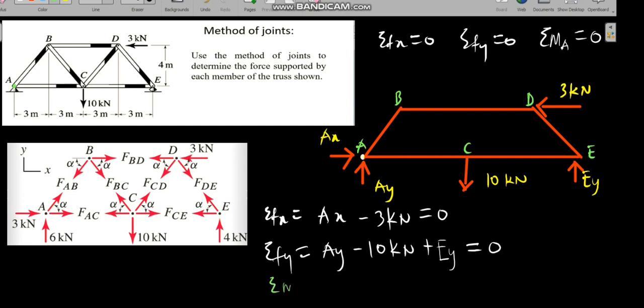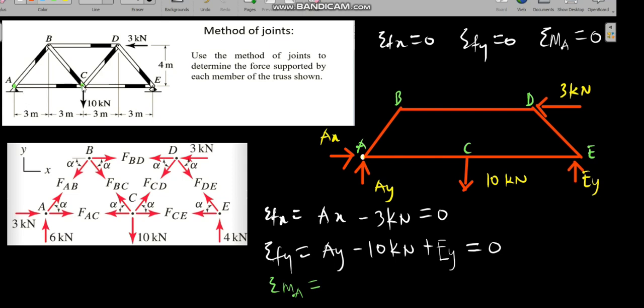So the sum of moments about point A. We're going to take the moment of each of the forces here. So we first consider this force here, the force of 10 kilonewton. The moment is the force times the perpendicular distance. So now let's come back to this figure. So this is the 10 kilonewton here. What will be its perpendicular distance?